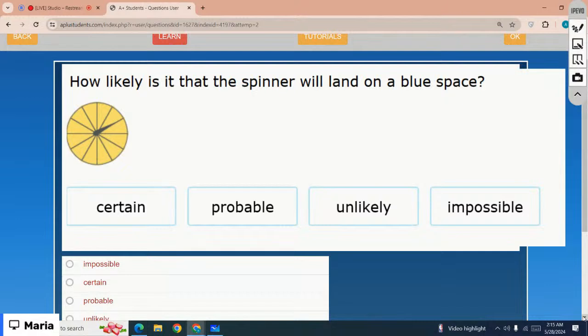Which is the correct option? Impossible, because all the spinner is yellow, no blue spaces are there on the spinner. So how will it land on blue, right? Very good. That is impossible.